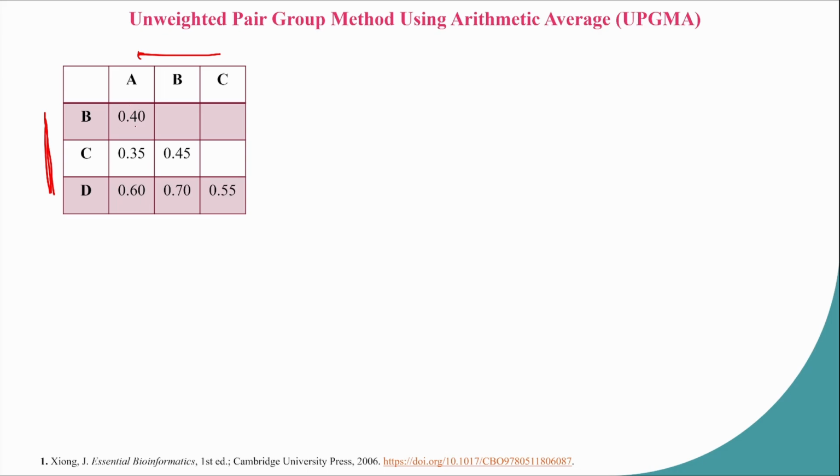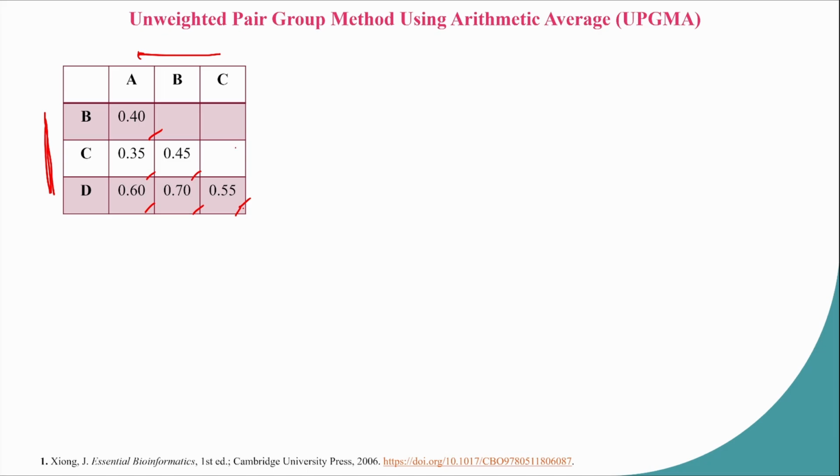A versus B, you have a value of 0.4. A versus C is 0.35, A versus D is 0.60. B versus C is 0.45, B versus D is 0.70, and C versus D is 0.55. We are not putting values for the same sequences because there will be no distance between them.